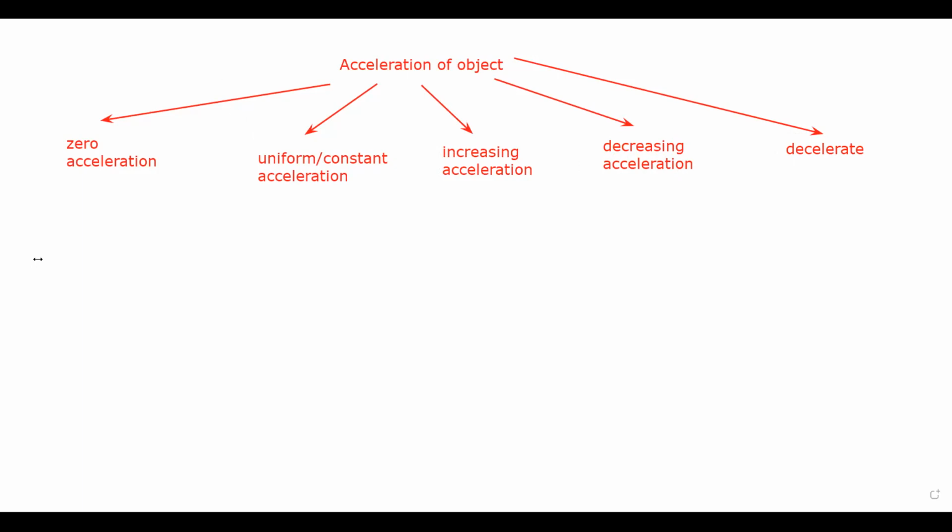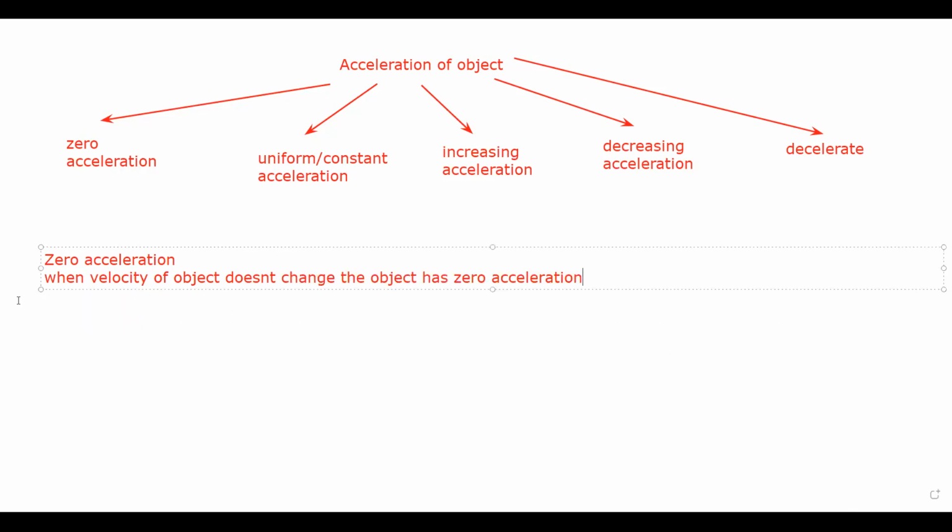So first we discuss the meaning of zero acceleration. The term zero acceleration means when the velocity of an object does not change, the object has zero acceleration. And what are the possibilities for zero acceleration?